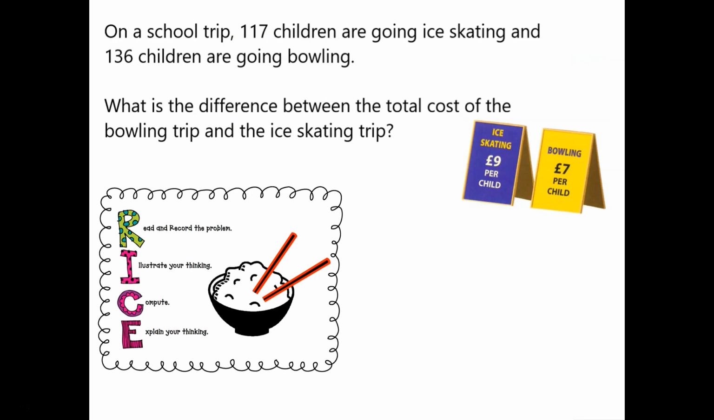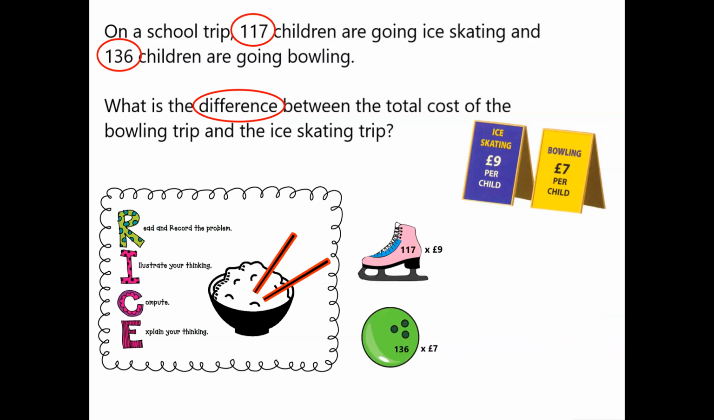Did you apply RICE? Did you read and record the problem? Find the important pieces of information in the puzzle. 117 are going ice skating, 136 are going bowling. And look at that word there, difference. That's a really important word because that'll tell us one of our calculations. We know the difference is going to be a subtraction.